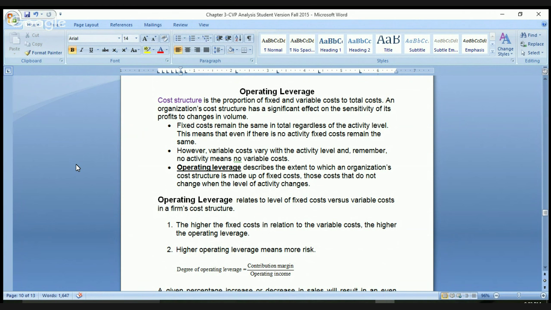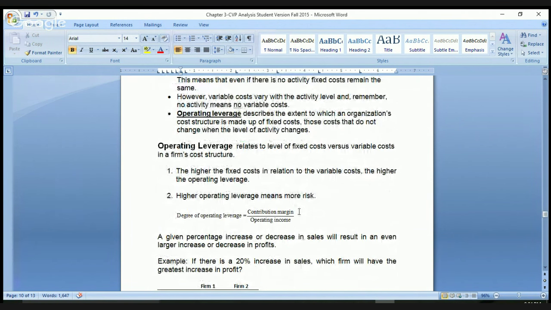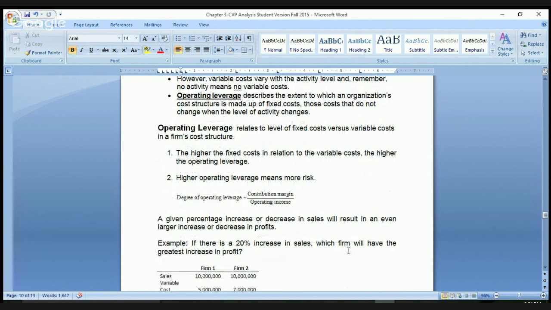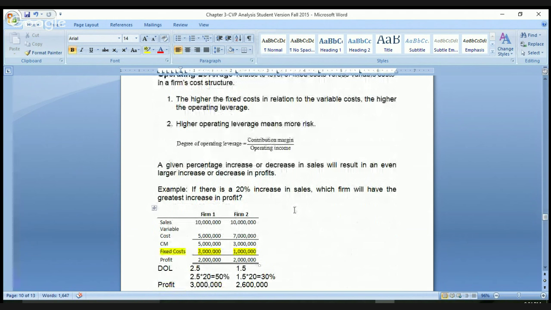Operating leverage describes the extent to which an organization's cost structure is made up of fixed costs, those costs that do not change whenever the level of activity changes. So the higher the fixed cost in relation to variable costs, the higher the operating leverage. So the degree of operating leverage, how do you figure that? You take the contribution margin divided by the operating income. So let's take a look at this particular problem that they gave us. A percentage increase or decrease in sales will result in even larger increases and decreases in profits.